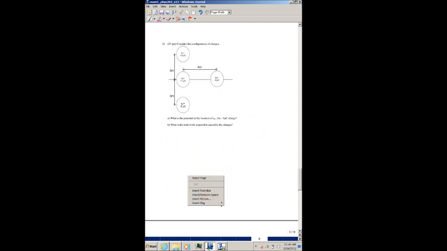Consider this configuration of charges. Want to know the potential at the location of Q2, that is, what is the potential here? Now, I recognize that I have a plus 3 and a minus 3 here, so the potential of those two charges is going to cancel out. So for part A, that potential is just going to be due to this charge, the minus 4 microcoulomb charge.